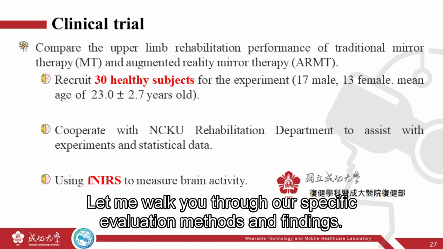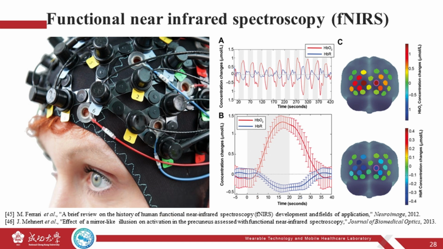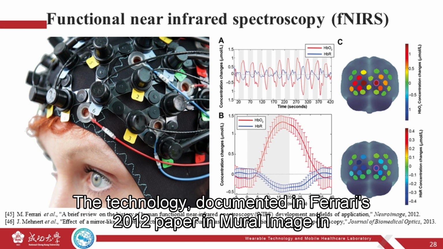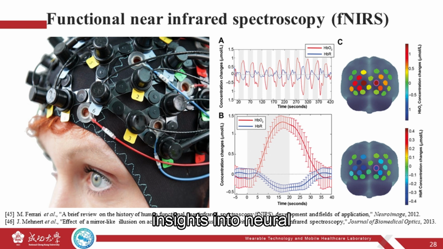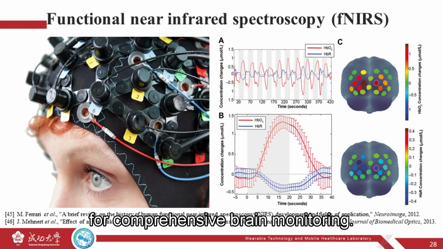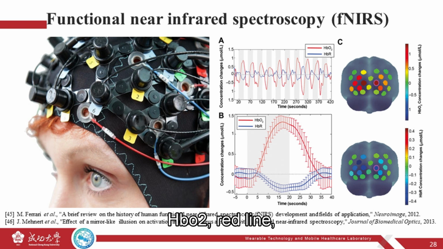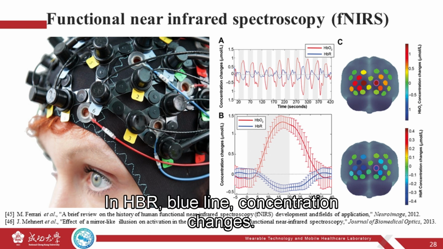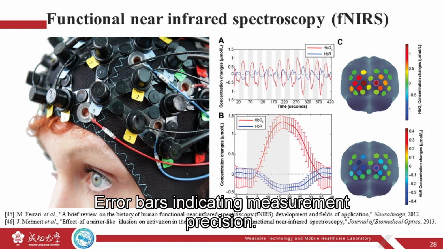Let me walk you through our specific evaluation methods and findings. Let me introduce our brain activity measurement methodology using functional near-infrared spectroscopy, or FNIRS. The technology, documented in Ferrari's 2012 paper in Neuroimage and Minard's 2013 work in the Journal of Biomedical Optics, provides crucial insights into neural responses during therapy. Looking at the visualization. Left, the FNIRS cap setup with multiple sensors positioned for comprehensive brain monitoring. Center, time series data showing HbO2, red line, and HbR, blue line, concentration changes. Clear temporal patterns of neural activation. Error bars indicating measurement precision.